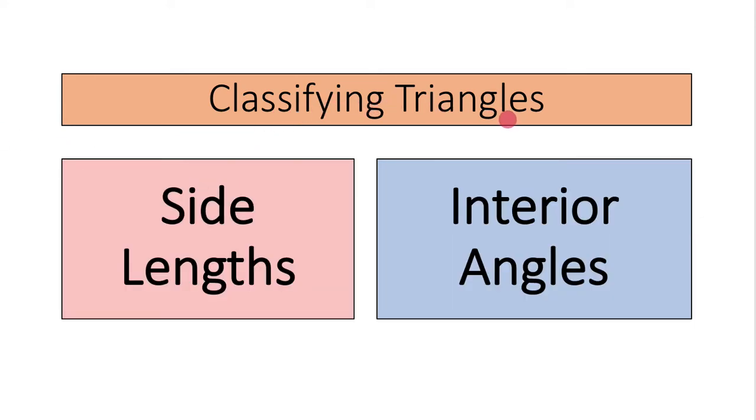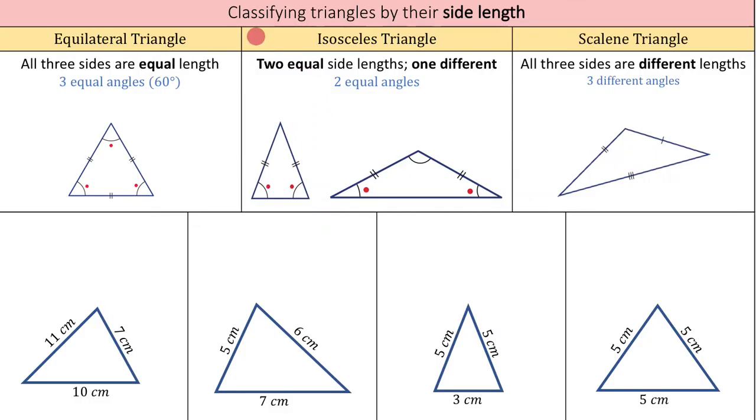We can classify triangles based on their side length, or we can classify triangles based on their interior angles. So let's begin by talking about how we classify triangles by their side lengths. There are three types of triangles you need to know based on their side length. The first is equilateral, and this is when all three side lengths are equal. So when you have all three side lengths that are equal, it is an equilateral. That is the most important part.